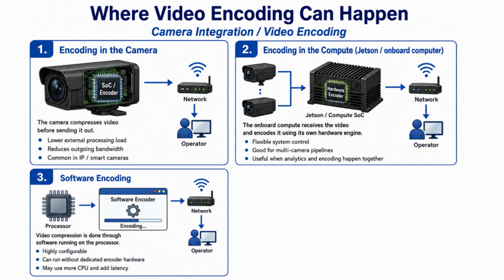Avoid pure software encoding on the CPU for routine multi-camera real-time operation. It can consume substantial processing capacity and add unpredictable latency. Software encoding is better suited to prototyping only.